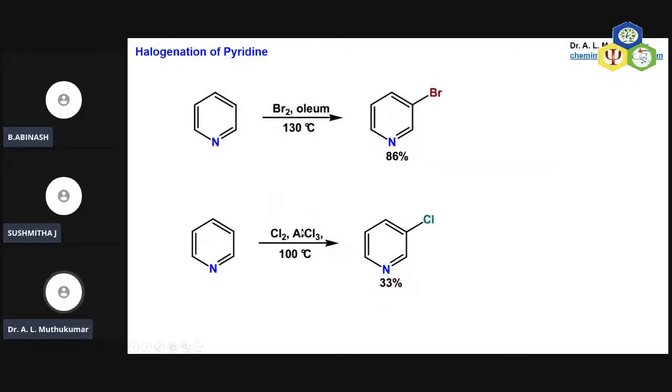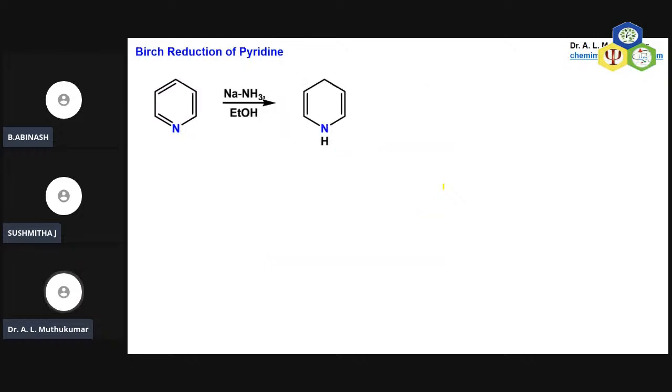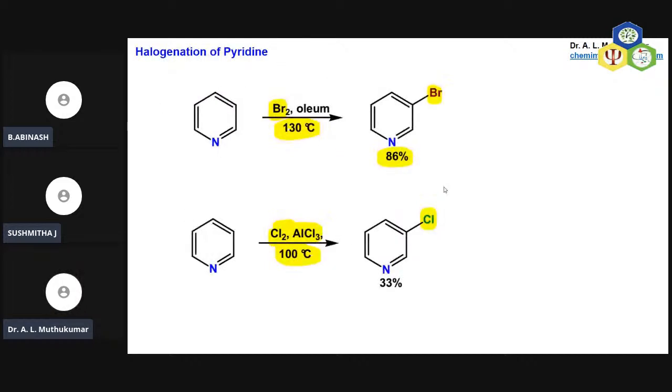Next, that is halogenation of pyridine. When you treat pyridine with bromine along with oleum at 130 degrees centigrade, you are getting 86% of the 3-bromo substituted pyridine system. Similarly, when you want to do chlorination, you have to take chlorine along with aluminum chloride. If you treat this compound at 100 degrees Celsius, you will be getting 3-chloropyridine as a product. So these are the electrophilic substitution reactions of the pyridine system.